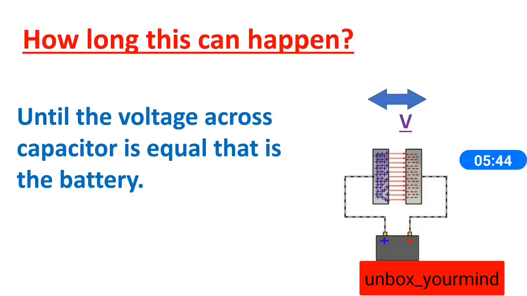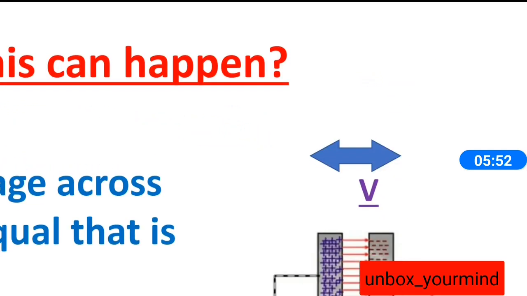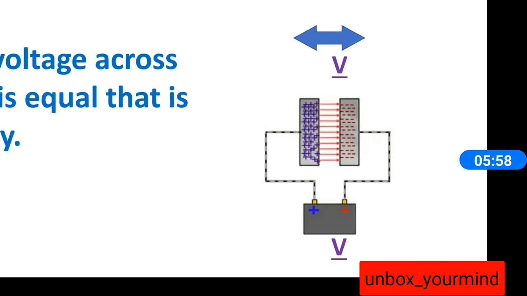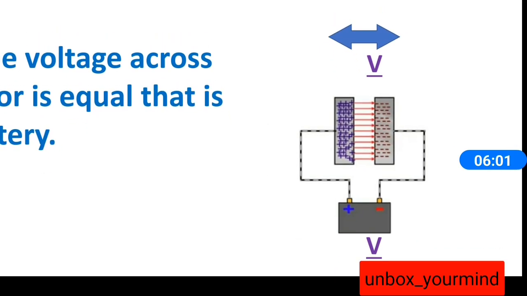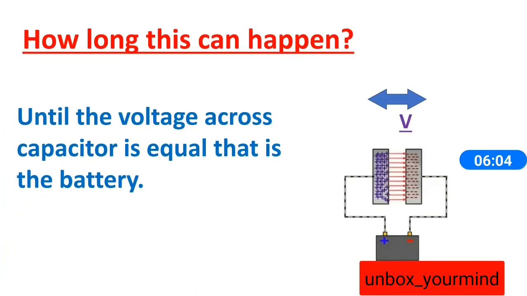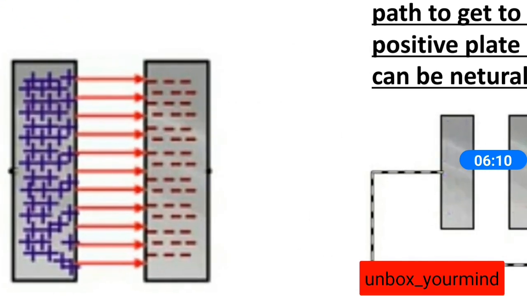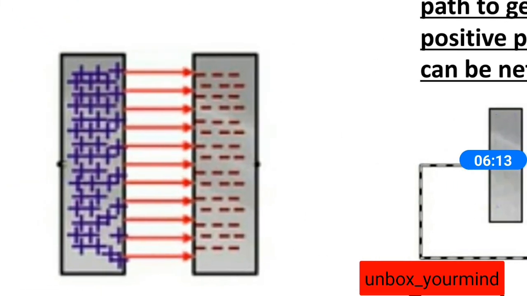Another question: how long can this happen? Until the voltage across the capacitor is equal to the battery voltage. The electrons will accumulate continuously until the voltage between the capacitor plates and the battery is equal. After that, what happens? After we disconnect the battery voltage source, even though we have disconnected it, the charges present on the two plates will remain because of the electric field formed by the positive and the negative charges.